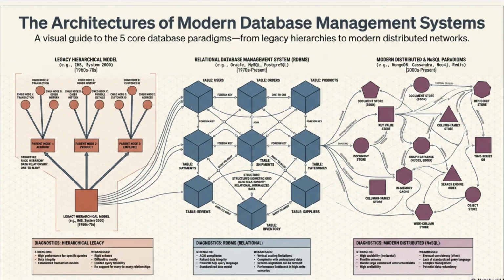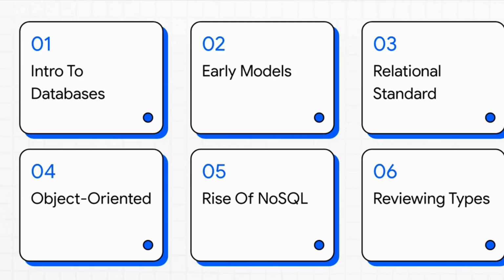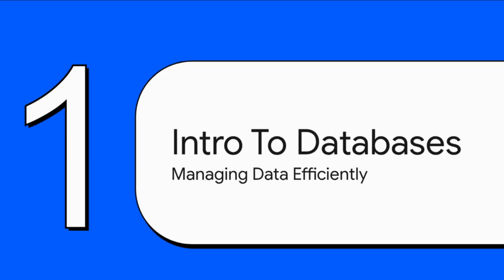Here's our roadmap for today. We'll start with a quick intro to database management, look at early models like hierarchical and network, dive into the relational standard, check out object-oriented storage, talk about the massive rise of NoSQL, and then wrap it all up with a quick review. All right, let's jump right into Section 1, Intro to Database Management.